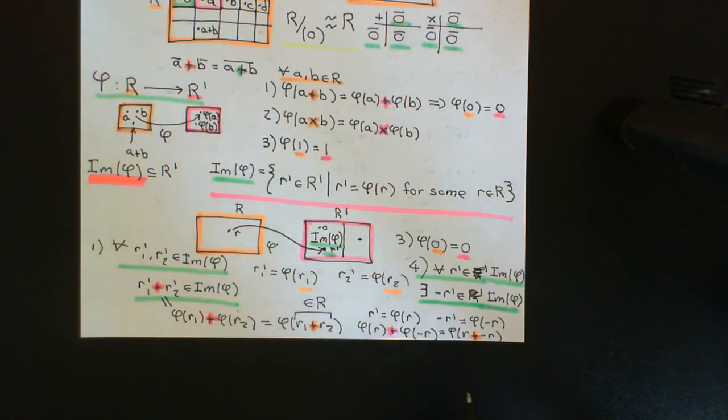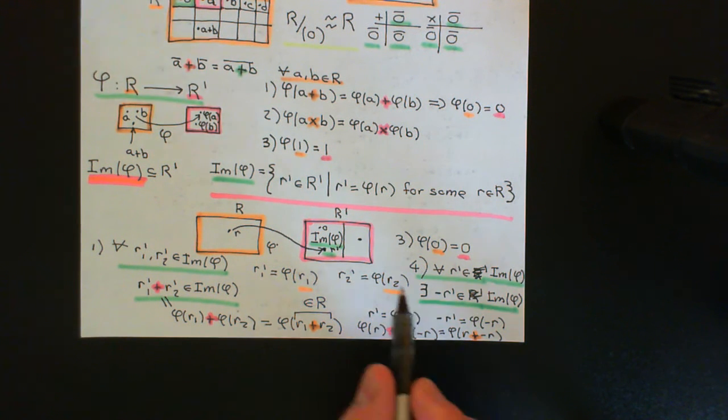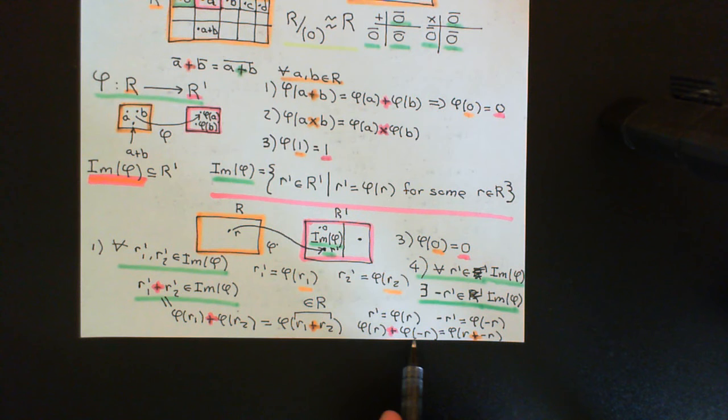Okay, so the additive inverse of r prime is going to be another element that's in the image of the homomorphism, because here it is. You can rewrite r prime as phi of some r if it's in the image of the homomorphism. Hence, I've now proven that phi of negative r will be its additive inverse, and ergo, it is going to be in the image of the homomorphism. So the image of the homomorphism is going to be closed under inverses. Inverses are going to be contained in there.